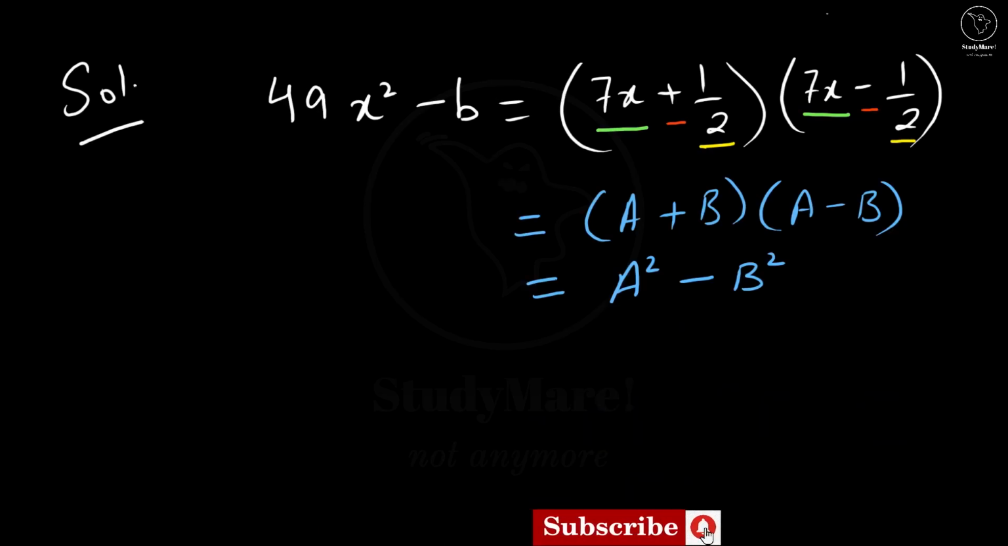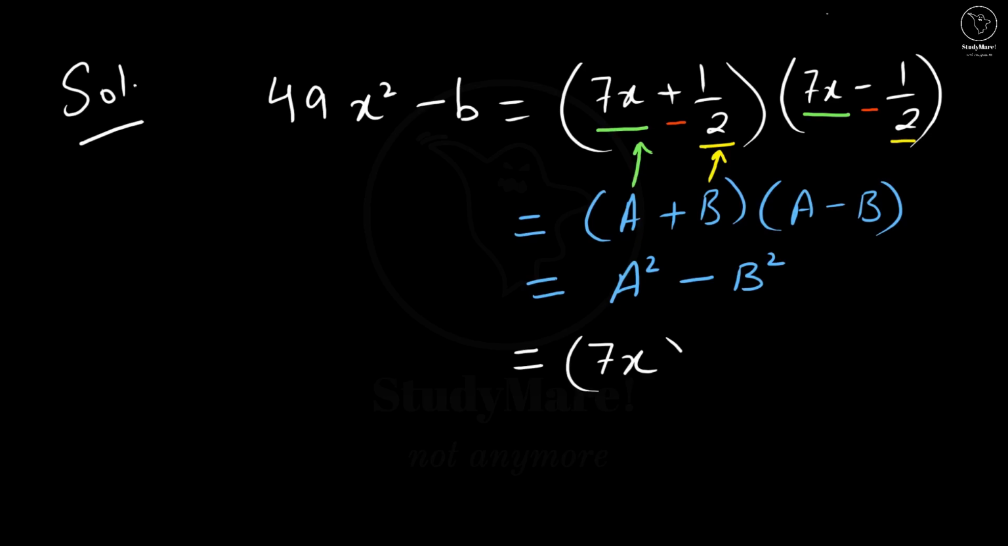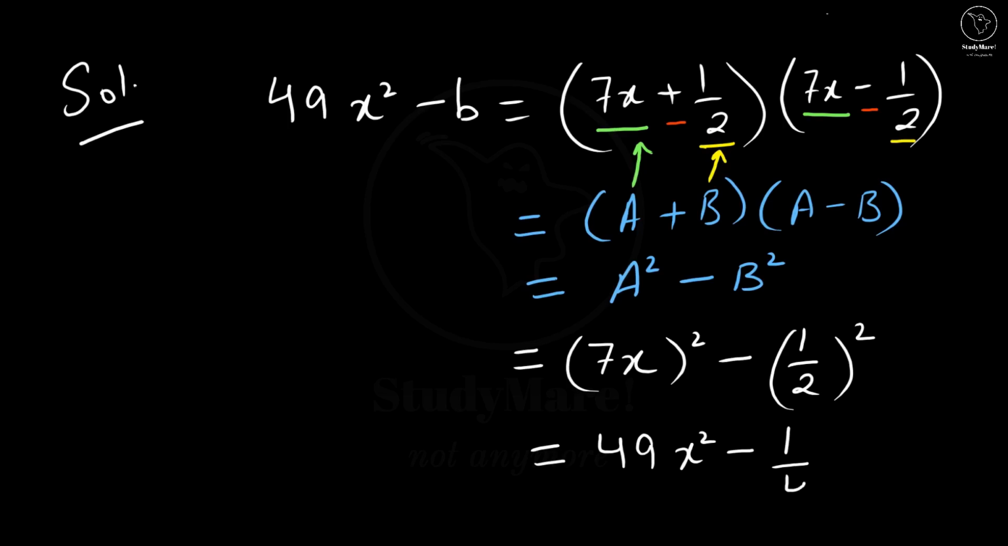So, if we use this same identity on the right hand side, we get here a is 7x and b is 1/2. So, a², that is (7x)², then we have the minus sign, and b², b is (1/2)², which is equal to (7x)², that is 7 into 7 into x², giving us 49x², minus (1/2)², which gives us 1/4.